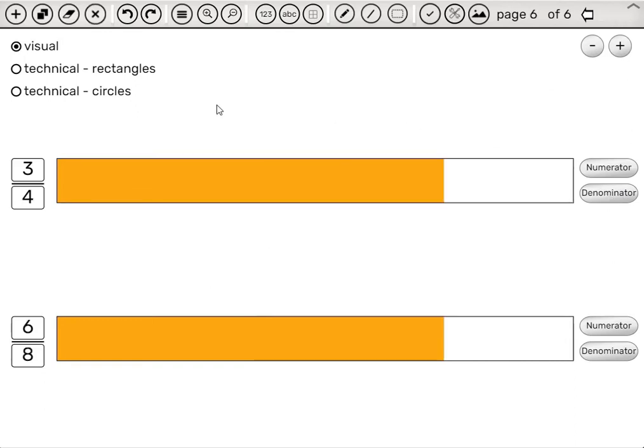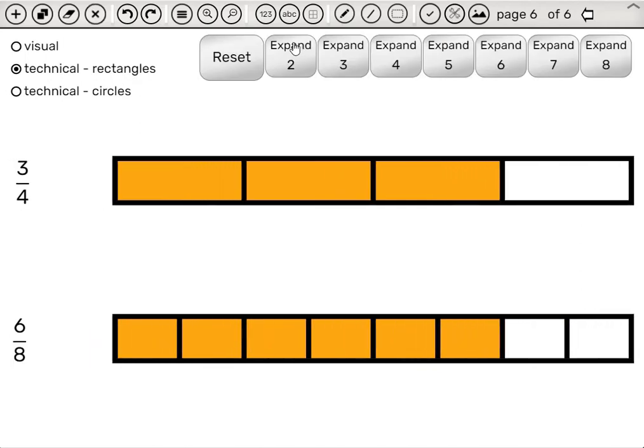Here we will see what we called the technical modes. Let's move to the technical rectangles mode. We drag the expand tool. This is what we get, times 2 for the numerator and denominator. And we place it on the fraction and just let go. And we have the technique numerator and denominator multiplied by 2, and we get 6/8.